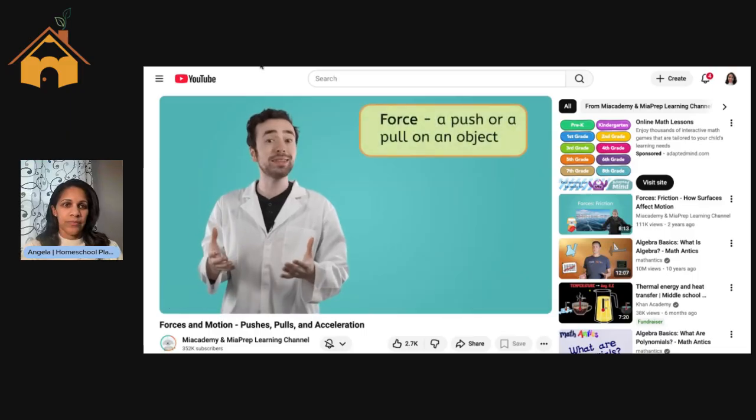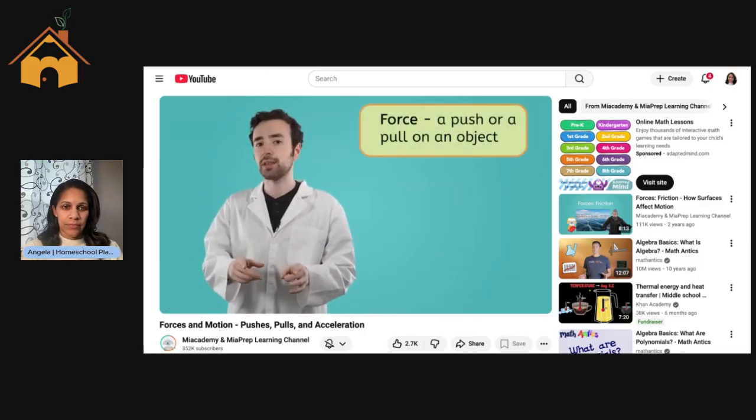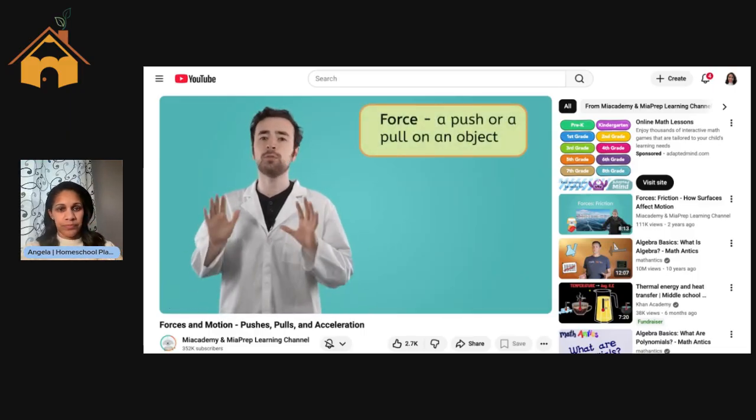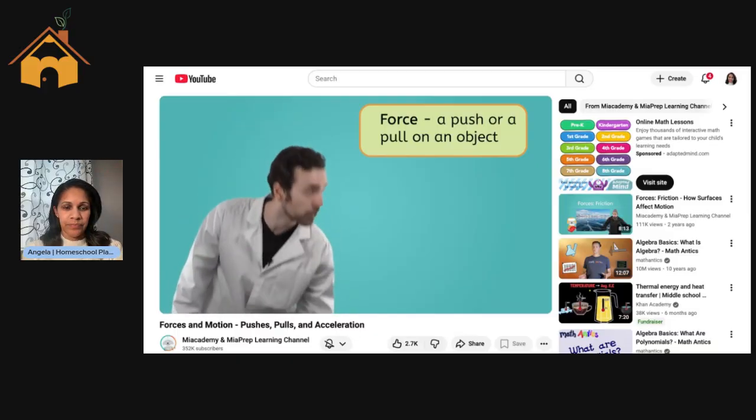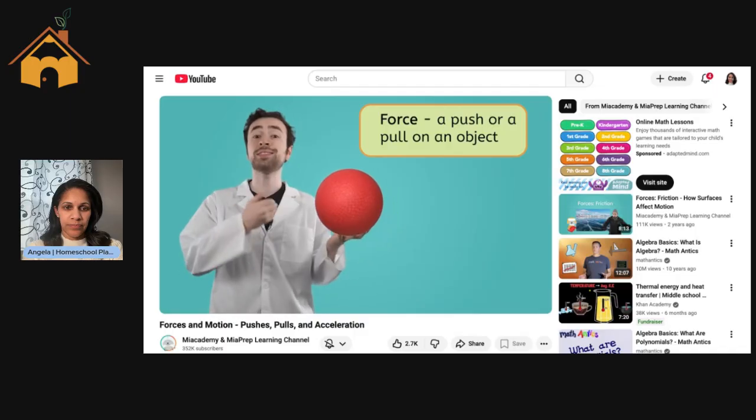So, what is a force? In physics, a force is any kind of push or pull on an object. For instance, when I throw this dodgeball, I am exerting a force.